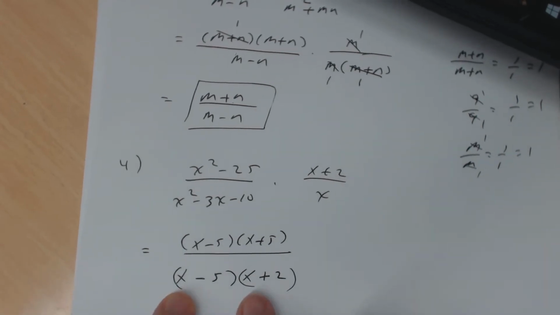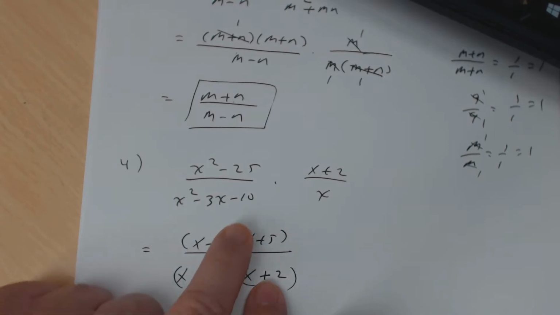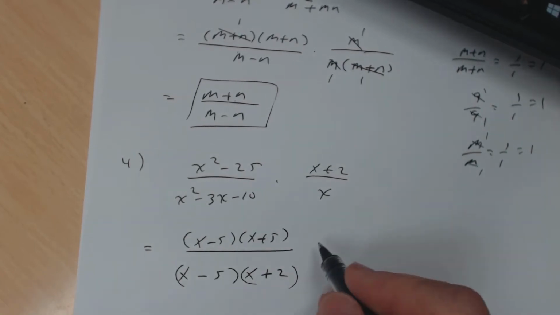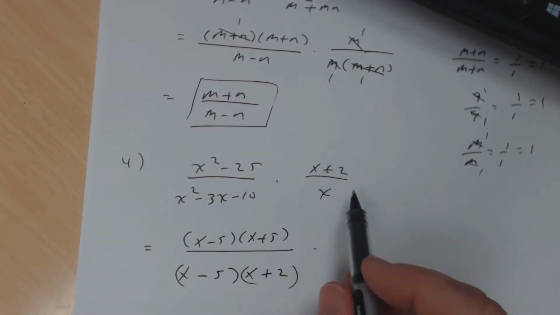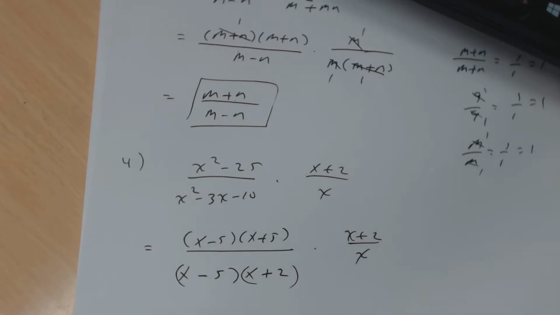You can always check yourself. X times x is x squared. Negative 5 times a positive 2 is a negative 10. The outer is 2x. The inner is a negative 5x. When I add them up, I get a negative 3x. Over here, x plus 2, I can't do anything with. And then here's my monomial factor, x. That's where I'm at.